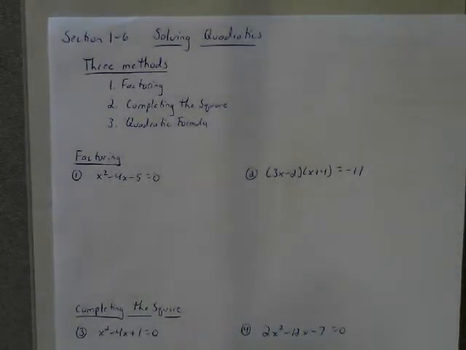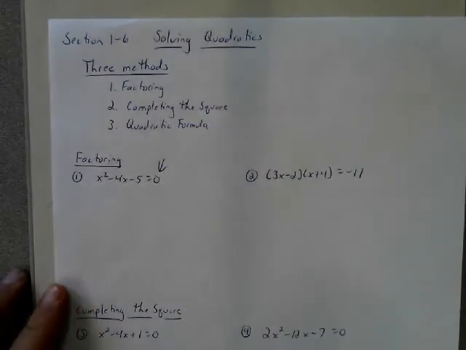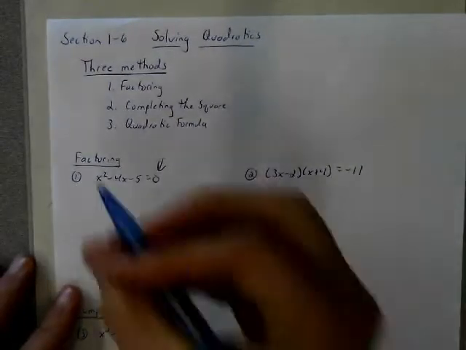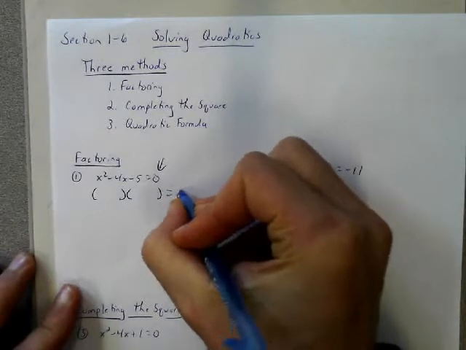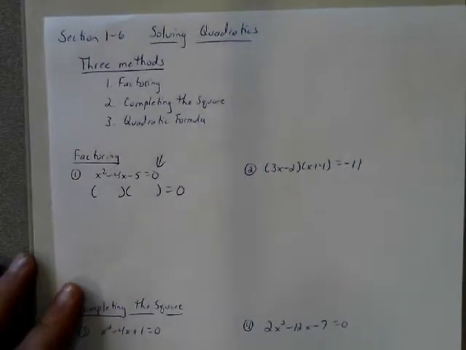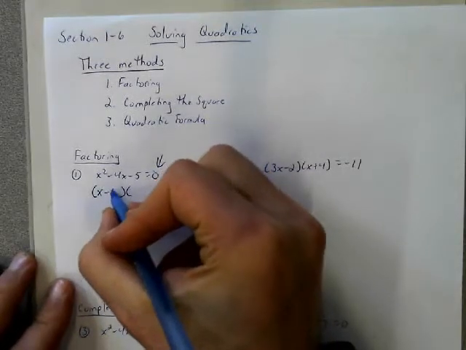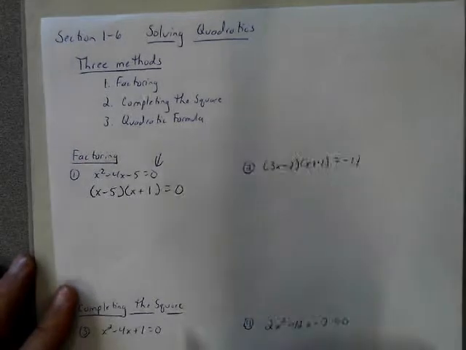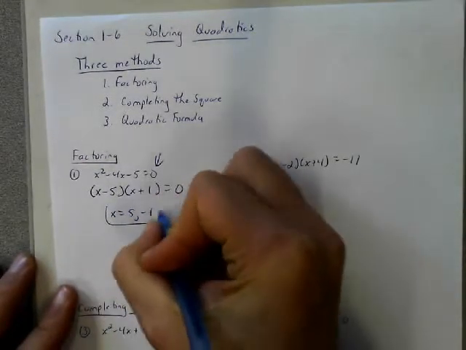Factoring. The first most important thing with factoring is that this must equal 0. You cannot factor something unless it is equal to 0. Therefore, we can use the diamond approach for our trinomial from last year. What multiplies to -5 and adds to -4? -5 and plus 1. Therefore, the solutions here are x equals 5 and -1.